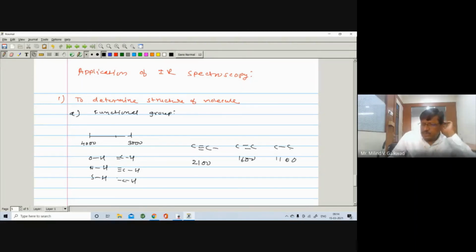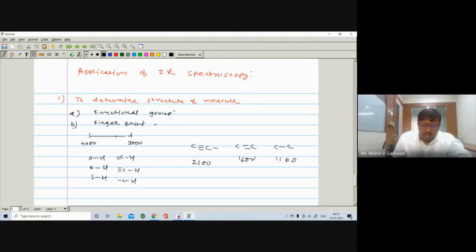And if there is a peak in the aromatic region, then you may say that there is the presence of an aromatic compound. So the functional group region will give the idea about the functional group. Then the fingerprint region is used to compare the sample.